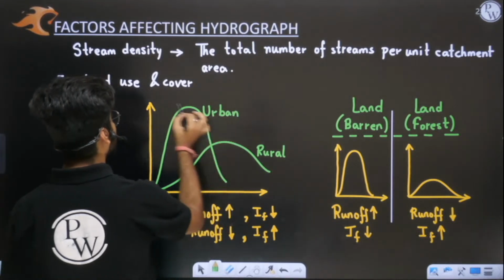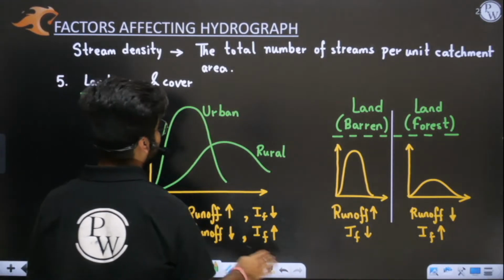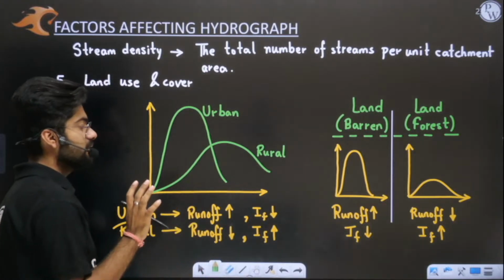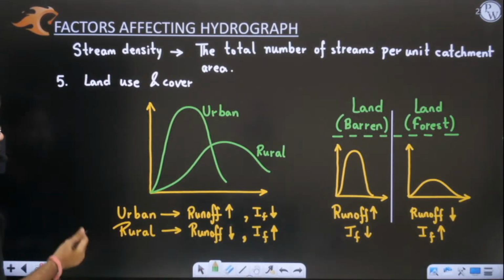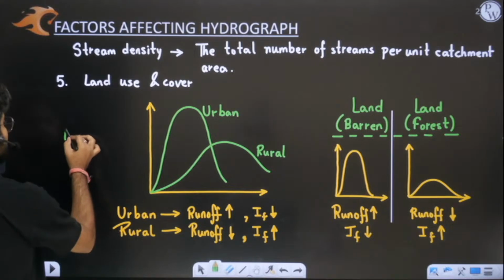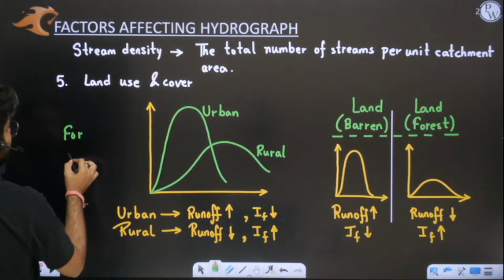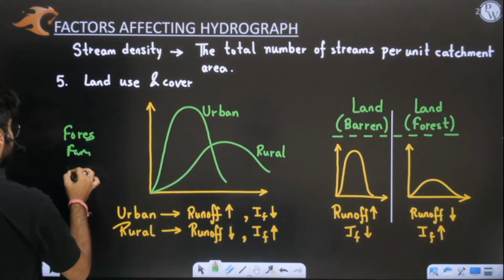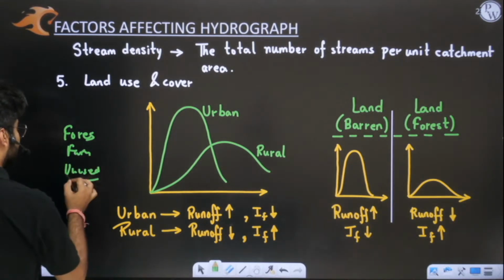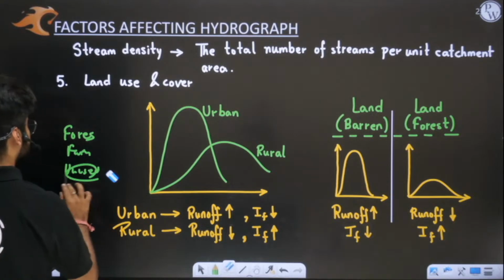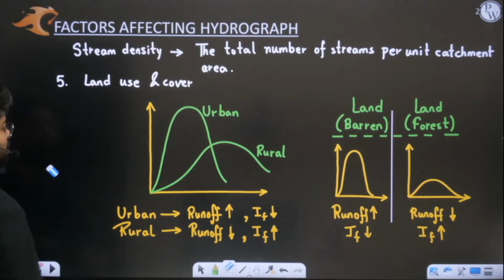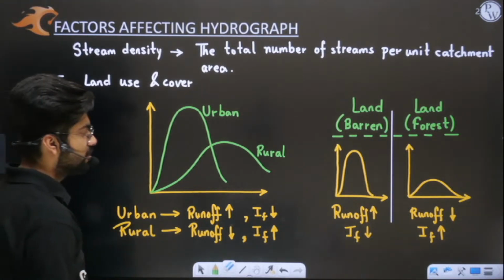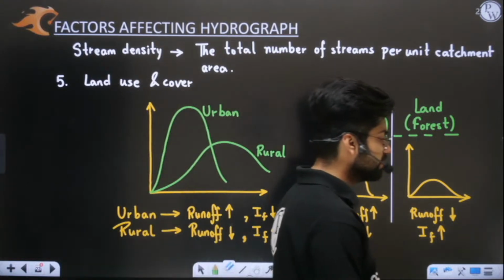If your land use is different, if land cover is different, we can have 9 types of land uses basically. Sometimes we have forest, sometimes we have farms, unused farm or fallow lands. So like this you have different land areas. I hope this is clear to you, and these factors are clear to you.